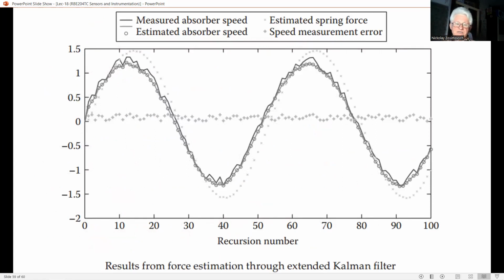Note that in the presence of error in both model and measurement, the EKF has been effective in providing a reasonable estimate for the spring force. In particular, comparing the measured speed, represented by the solid line curve, which has significant error in view of the added random noise, and the estimated speed curve indicated by the symbol O, it is clear that the EKF has virtually eliminated the measurement error.